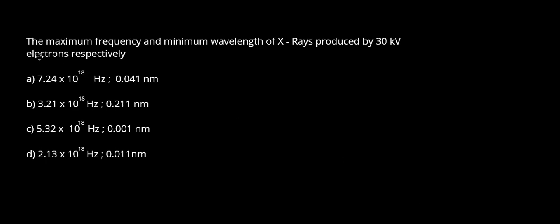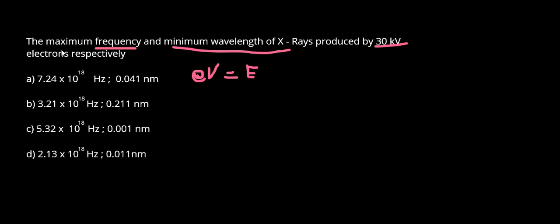Hello everyone, here the question says: find the maximum frequency and the minimum wavelength of X-rays produced by 30 kilovolt electrons. So, electron volts. The voltage, the potential difference, is going to be produced by the electrons. This is going to be the energy, the energy or work function, whatever it may be.